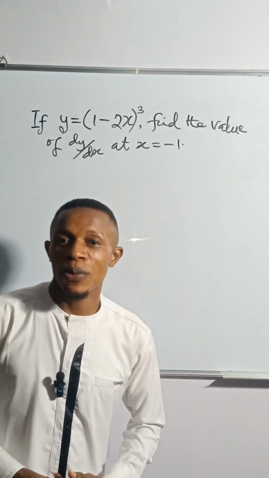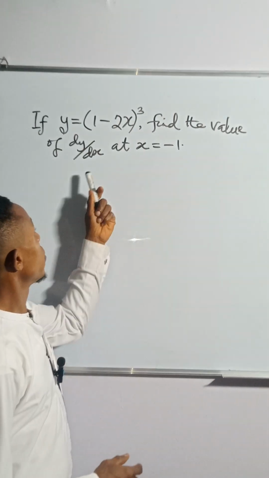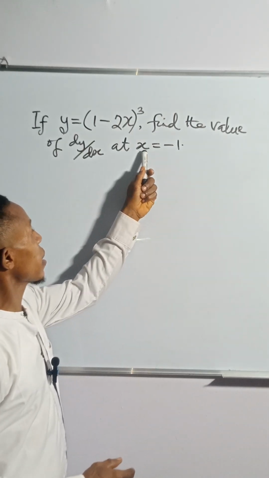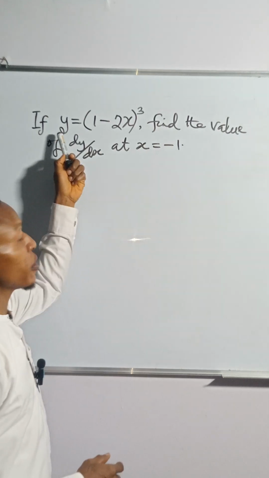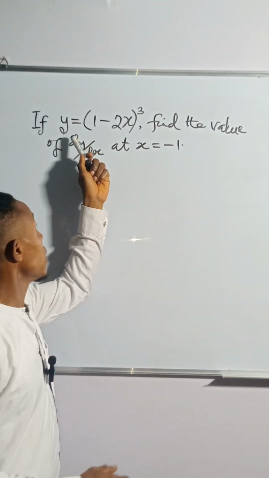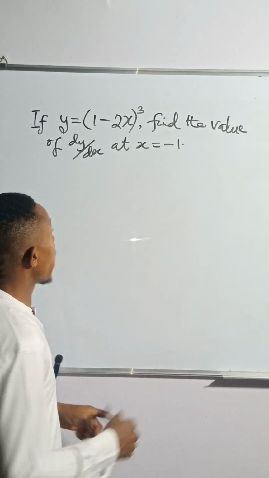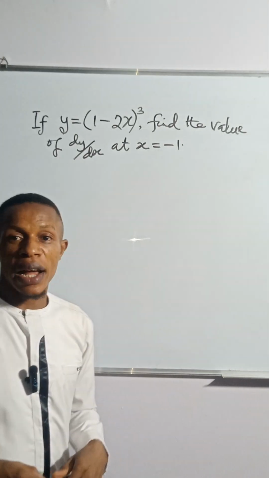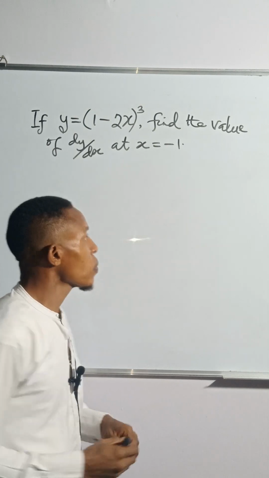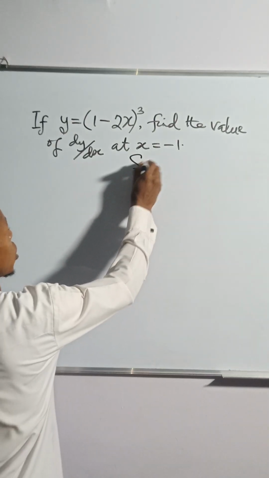All right, we are asked to find dy/dx at x equals minus 1 for the function y equals (1 minus 2x) all raised to power 3. Find the value of dy/dx at x equals minus 1. Okay, solution.